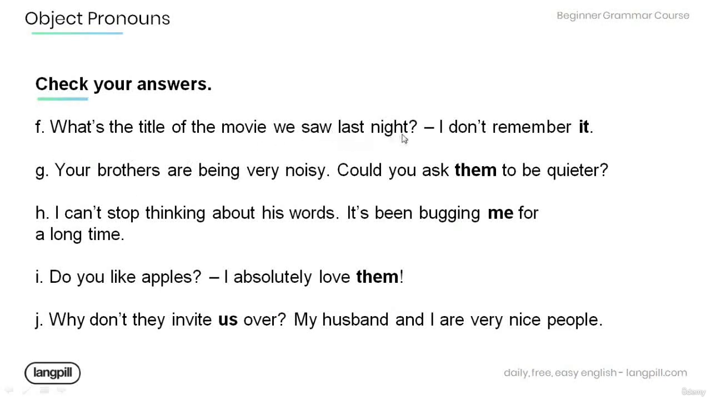What's the title of the movie we saw last night? I don't remember it. Your brothers are being very noisy. Could you ask them to be quieter? I can't stop thinking about his words. It's been bugging me for a long time. Do you like apples? I absolutely love them. Why don't they invite us over? My husband and I are very nice people.